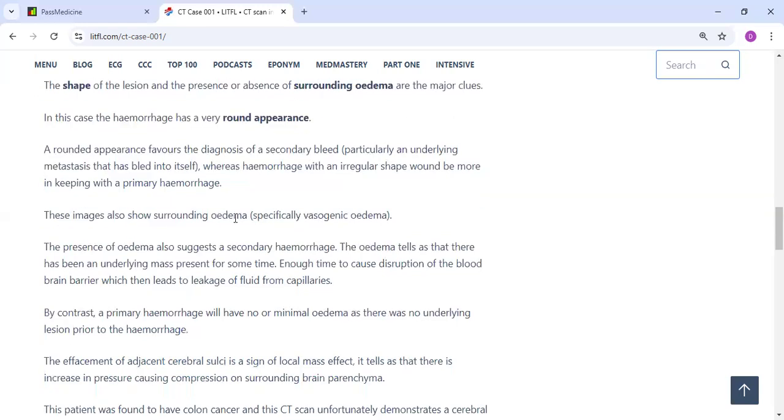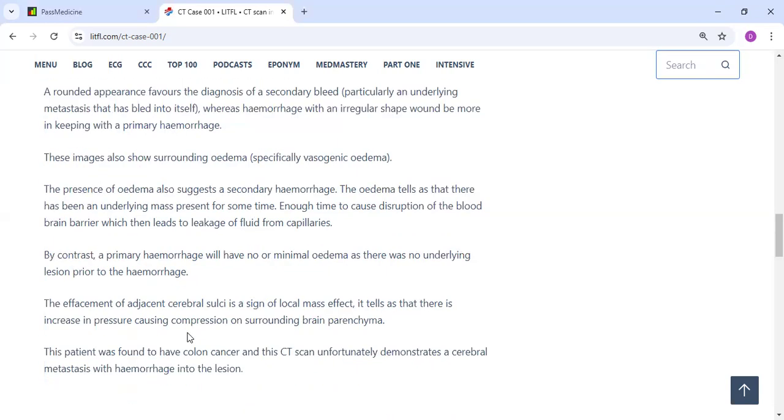Then we saw the vasogenic edema. This edema tells you that this mass has been there for some time, enough time to cause disruption of the blood-brain barrier, which then leads to leakage of fluid from capillaries. By contrast, primary hemorrhage will have no or minimal edema, as there was no underlying lesion prior to the hemorrhage. Again, the effacement of the adjacent cerebral sulci is a sign of local mass effect, and it tells us that there is increased pressure causing compression on the surrounding brain parenchyma.